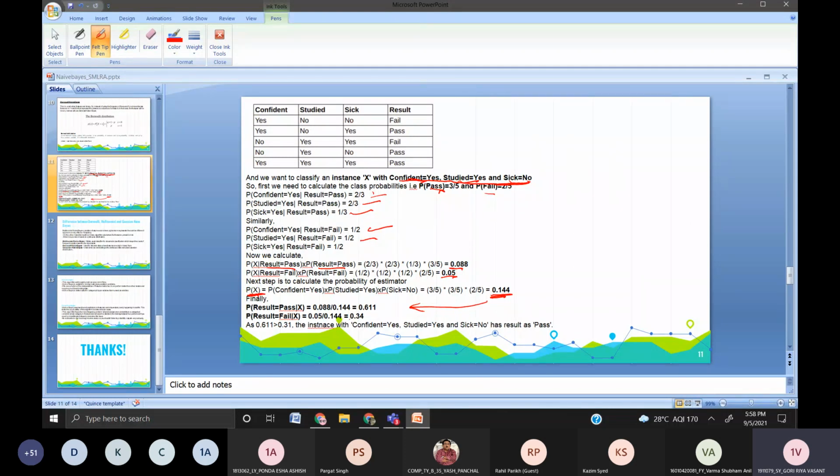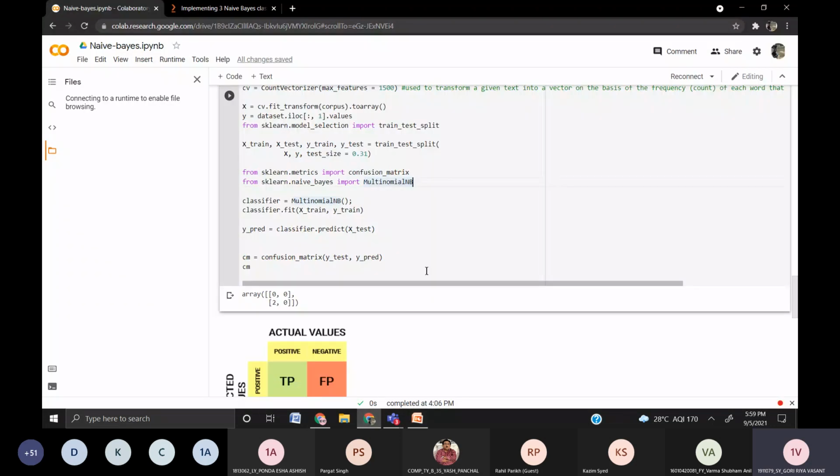So here we can say that the probability that he has failed is 0.34, and the probability that he has passed is 0.611. We can say definitely that the guy has passed. So now we'll just see a small example for this.